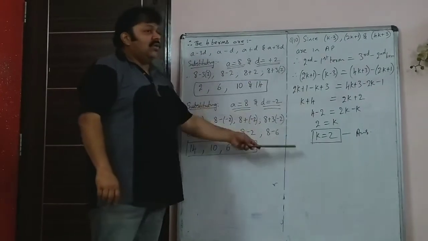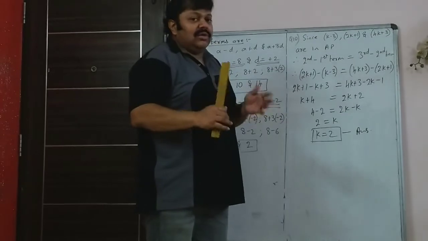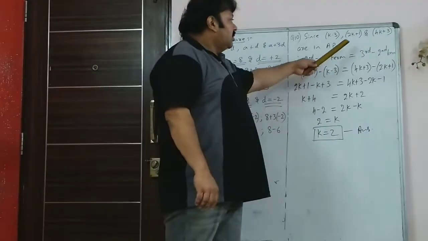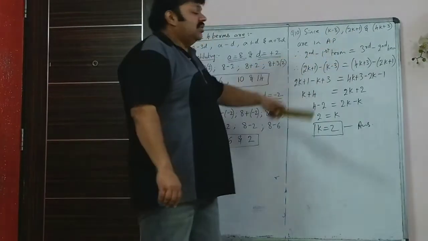In this sum, this is a board question, you just have to find what is k. But you have to understand the basic concept of AP, that is, the difference of second minus first will be the same as third minus second.